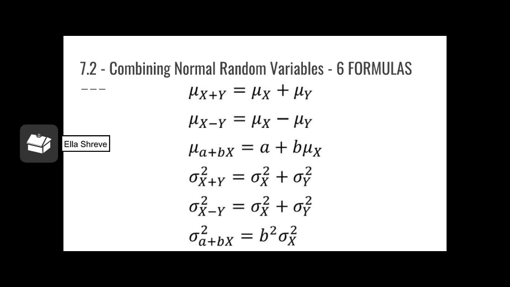These are the 6 formulas to memorize for combining normal random variables. There are 3 for combining means and 3 for combining standard deviations. Note that adding and subtracting standard deviations uses the same formula. Also, note that when calculating standard deviations, we always work with variance first.